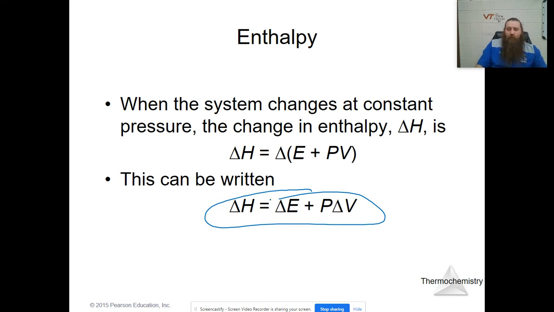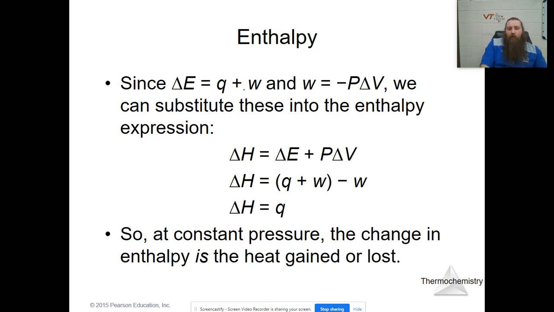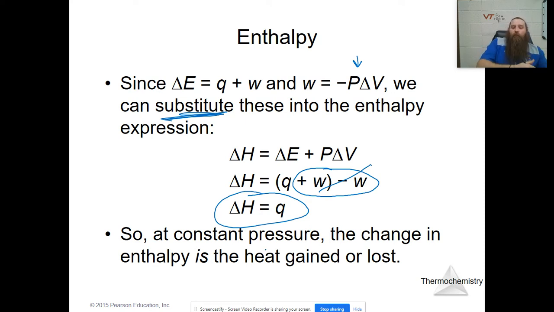Now here's where we're going to get to some interesting math. If delta E is Q plus W, and we know that W is equal to negative P delta V, we can use algebra and do some substitutions, and we can find out that delta H is equal to Q. So I'm subbing in that work value, and the Q plus W value for delta E here, and I'm getting that delta H equals Q, because plus W and negative W cancel out. So at constant pressure, and this is really important, the change in enthalpy is equal to the heat gained or lost. They are simultaneously equivalent.